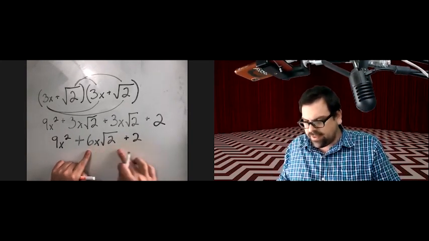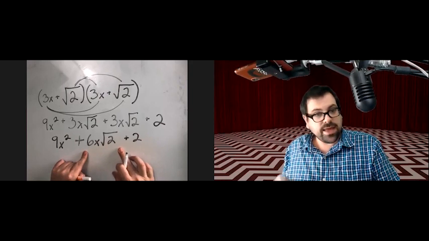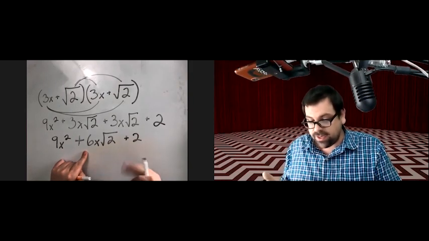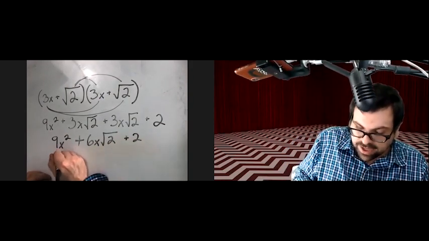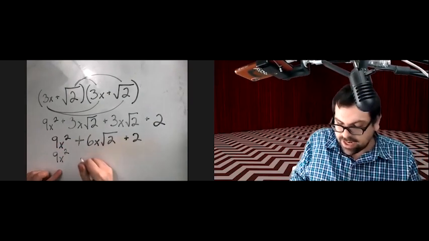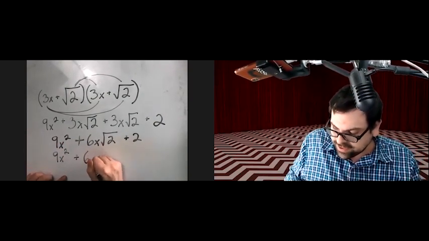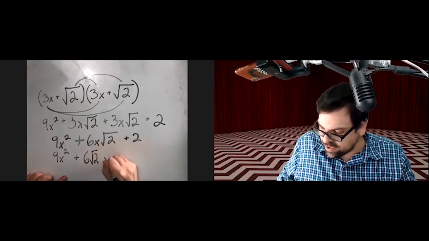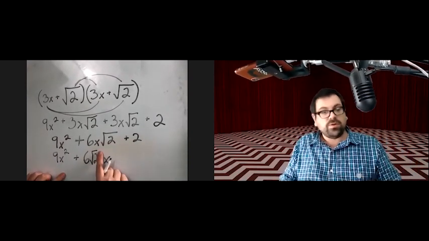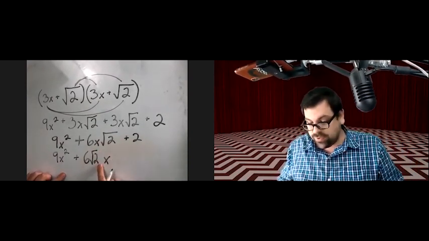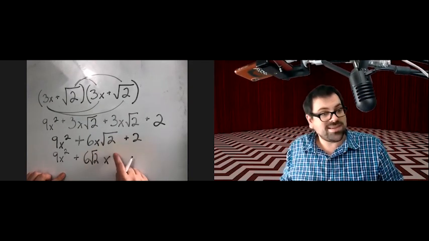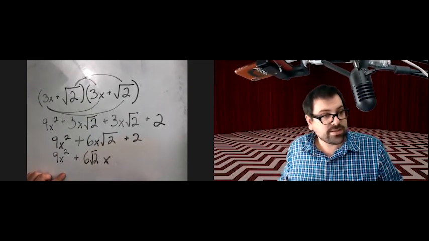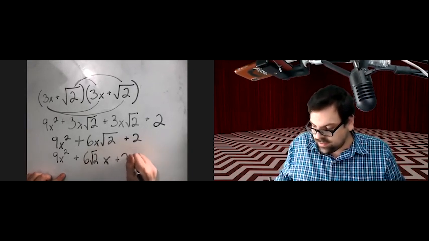So like I said, this way of writing it is for most clarity, but also correct would be 9x squared plus 6 radical 2x, being very careful that that radical sign does not extend over the x, plus 2.